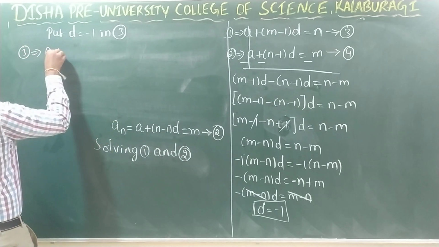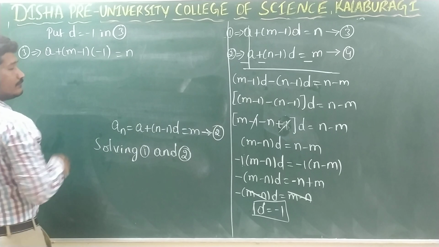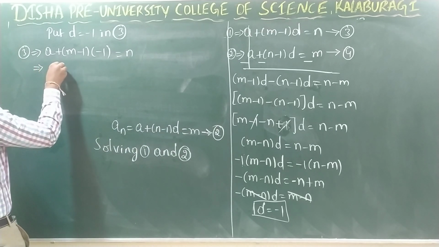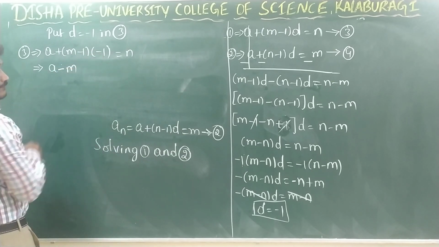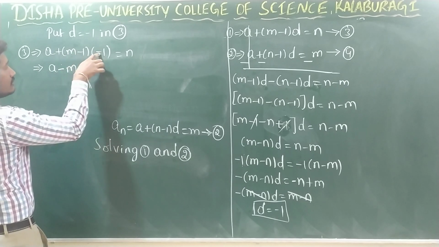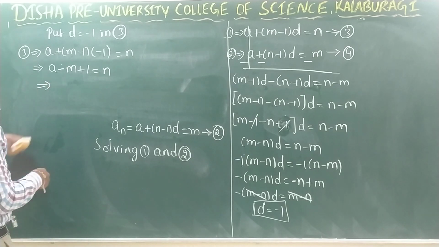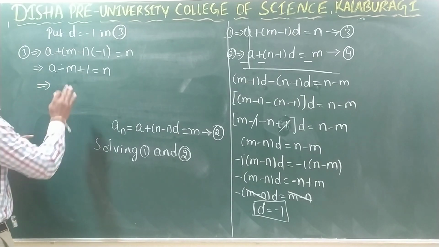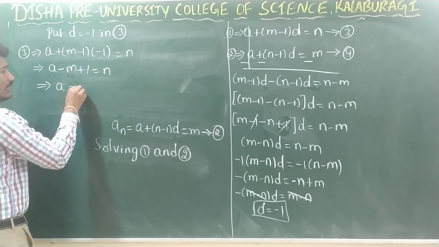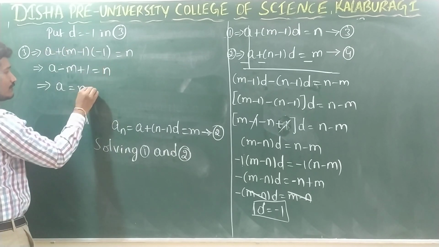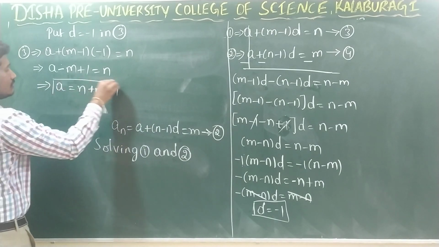Equation 3 implies a plus (m − 1) into d value is −1. This is equal to m, right? So this implies that a plus into plus is plus, plus into minus is minus. m into 1 is m, right? Plus into minus is minus, minus into minus is plus. 1 into 1 is 1. This is equal to m. So this implies, see, we need the value of a. So transfer these two terms from LHS to the RHS. So you will get what? a is equal to n as it is, minus m if I transfer this side, it becomes plus m, plus 1 if I transfer this side, it becomes minus 1. So this is the value of a.